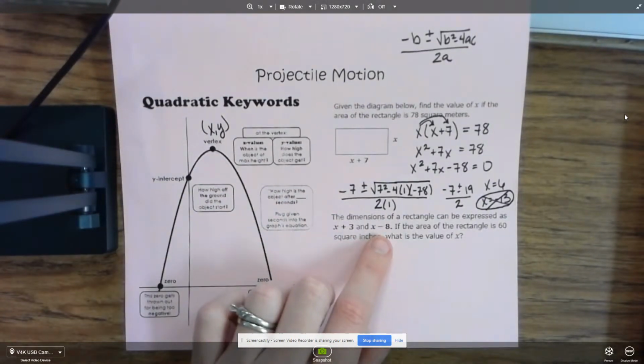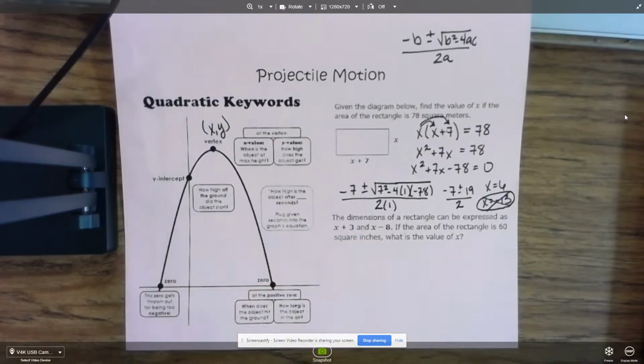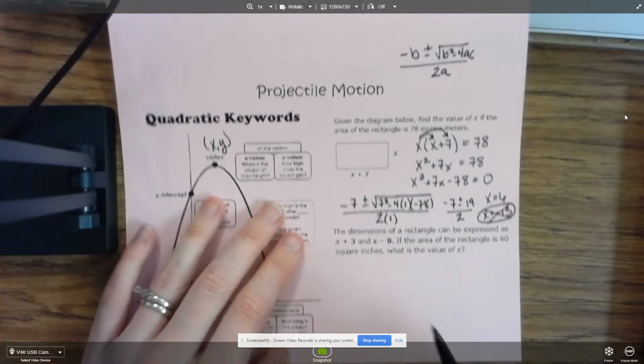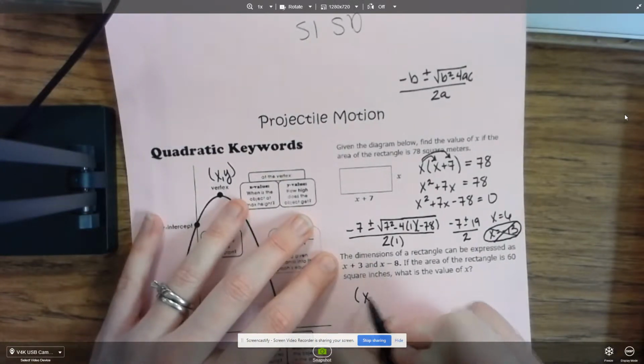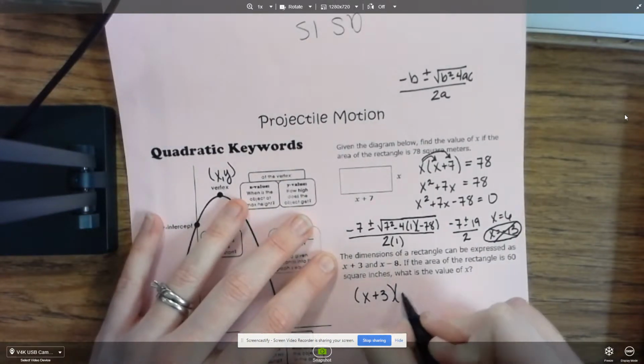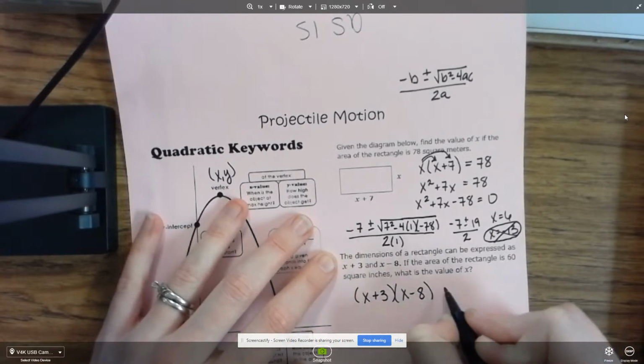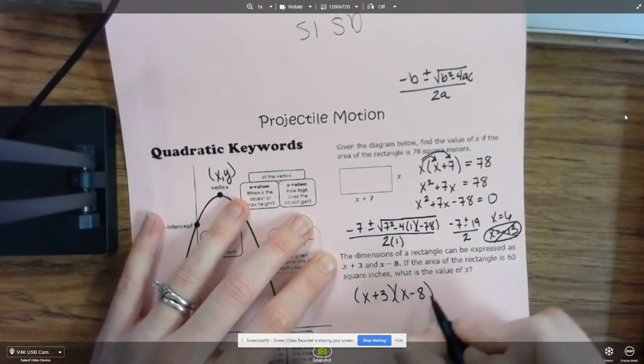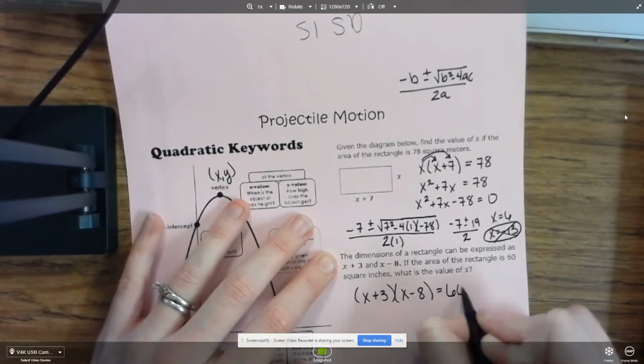All right, this one is a word problem. It says the dimensions of a rectangle can be expressed as x plus 3 and x minus 8. If the area of the rectangle is 60 square inches, what is the value of x? Here we would have x plus 3 times x minus 8, because length times width equals area, so that's going to equal 60.